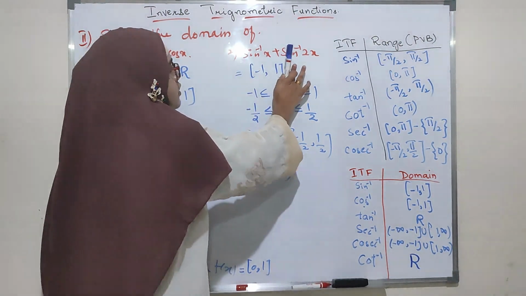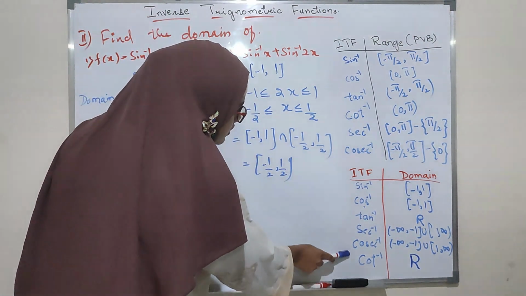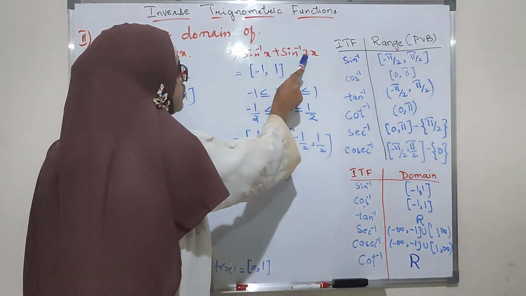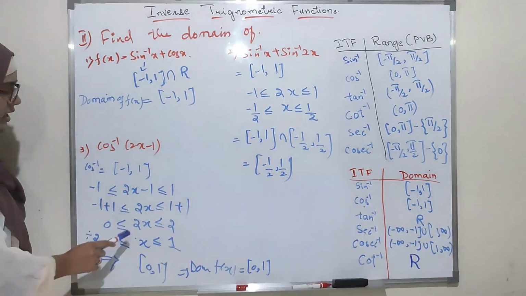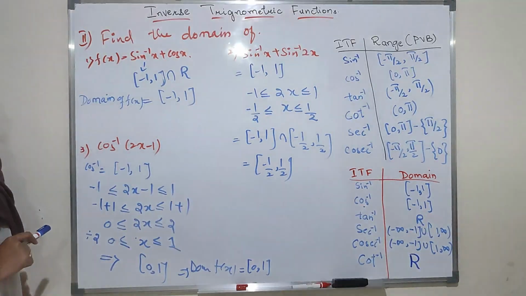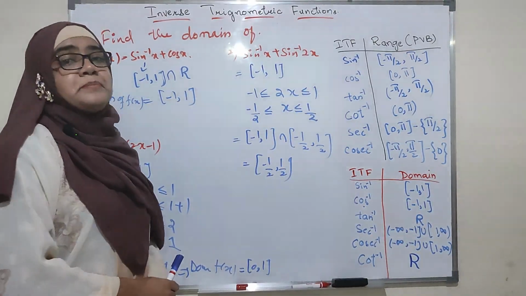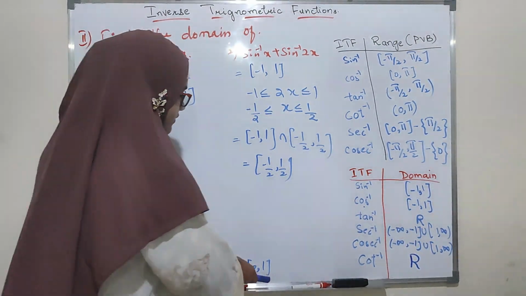If it is not given to you directly, for sin inverse, cos inverse, and only for the inverse function you are having, but it is given to you in terms of 2x, in terms of 2x minus 1, then you have to find the value of x by using this method. Then you can easily write down the domain for the given inverse trigonometric function.